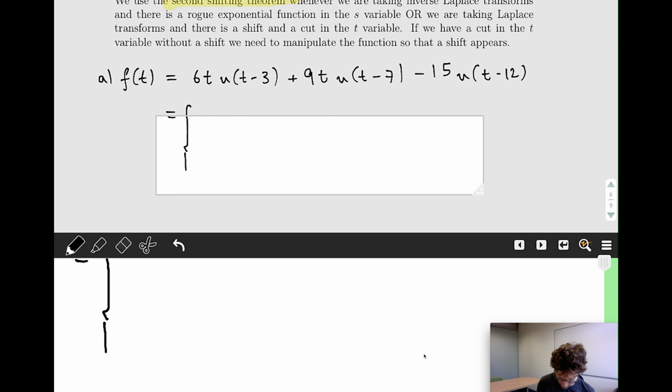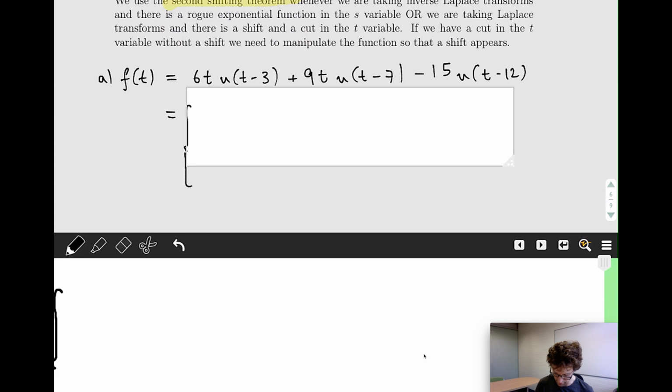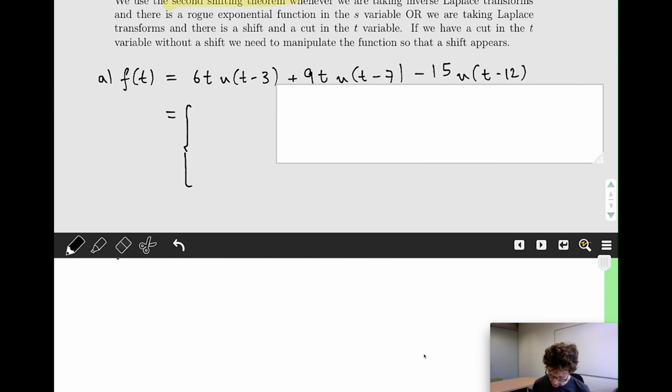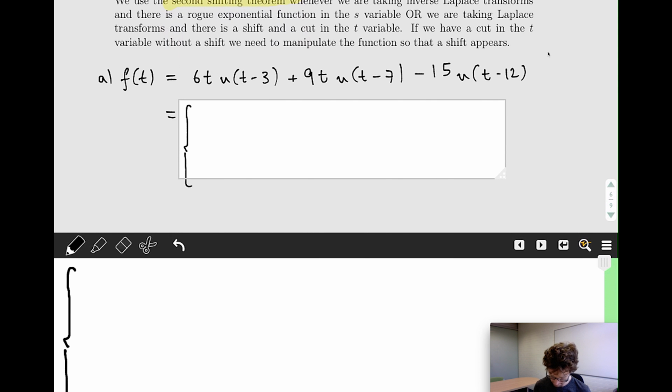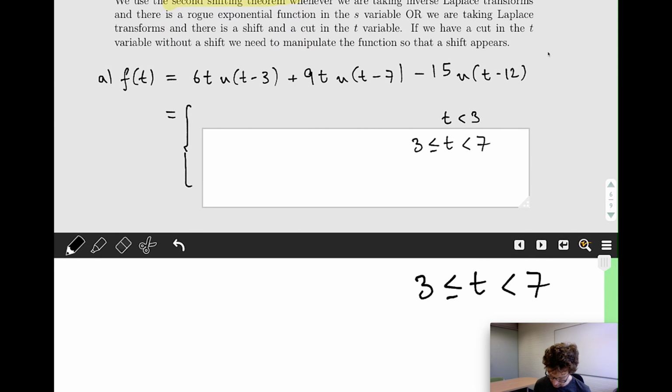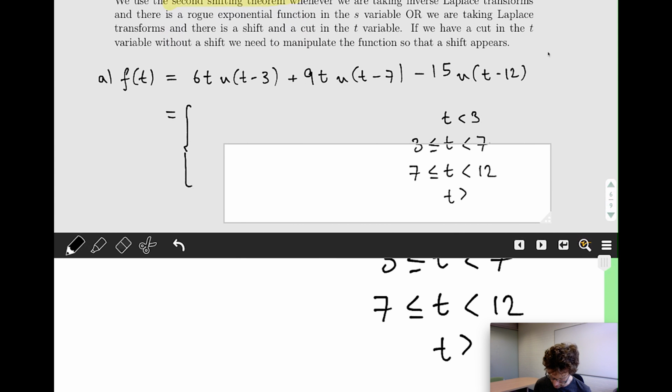So we're going to write this now in terms of the 4 different ranges of values of t. I'm going to go all the way over here to do that. Clearly we've got something changing at t equal to 3, t equal to 7, and t equal to 12. So that's going to tell us what the different ranges of values of t are. So I'm going to have t less than 3, t greater than or equal to 3 but less than 7, t greater than or equal to 7 but less than 12, and t greater than or equal to 12.